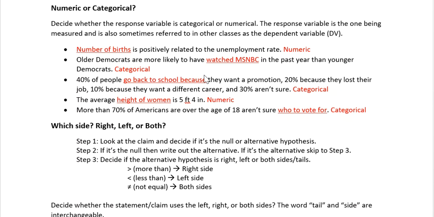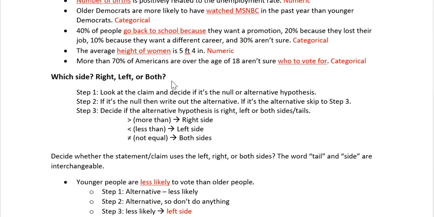It was just more that I wanted to make sure you knew what I was basing whether it's categorical or numeric off of. I just wanted to make sure you understood which word that was.